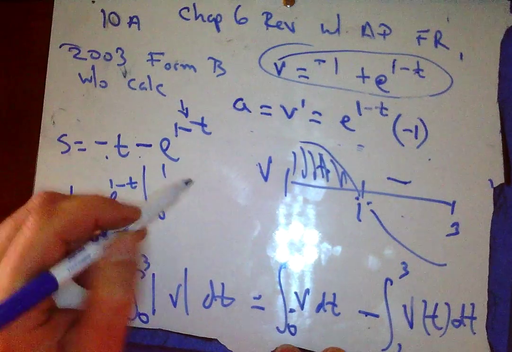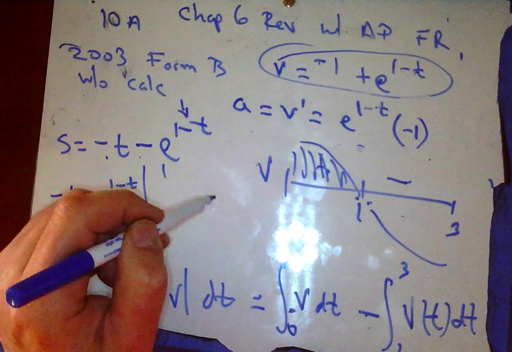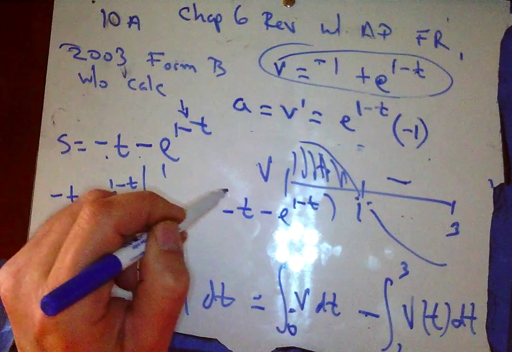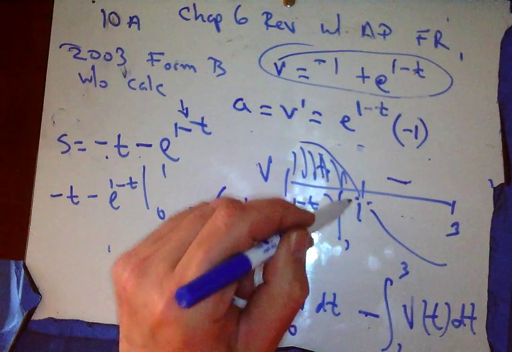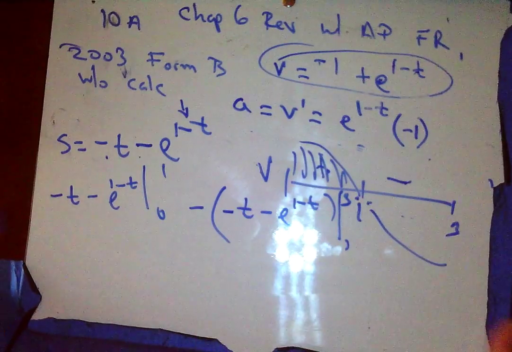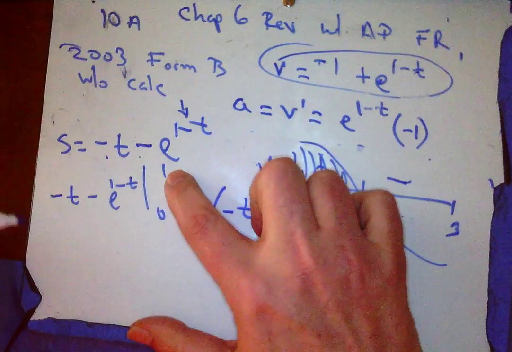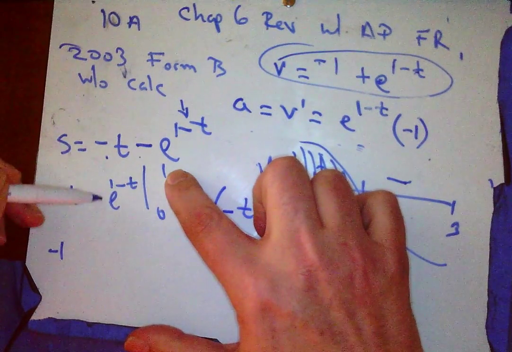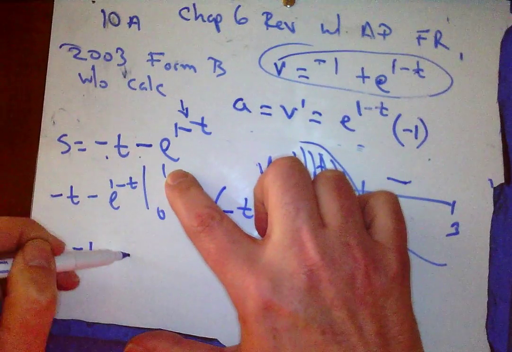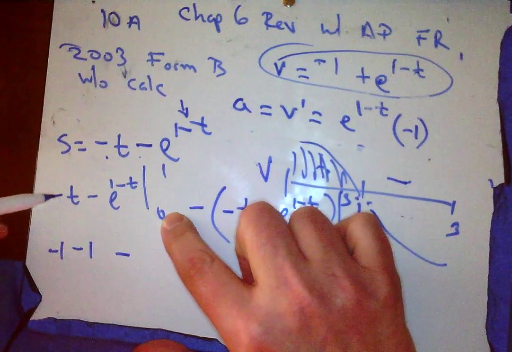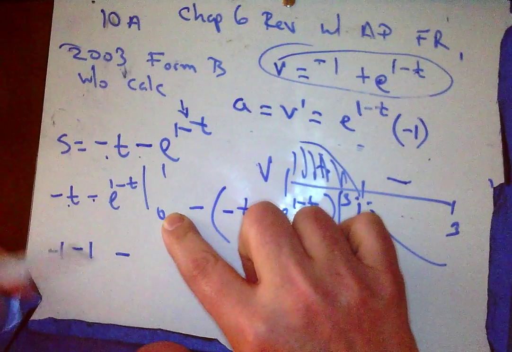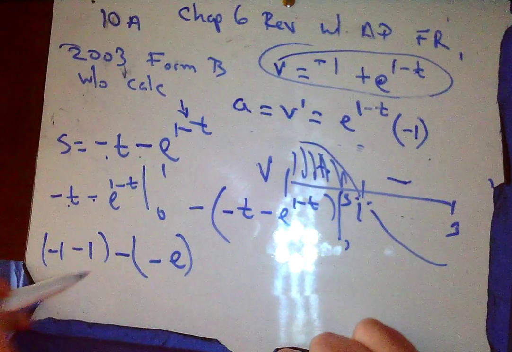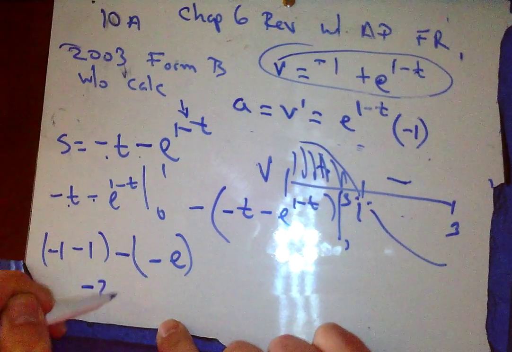All right, and so I want to evaluate this negative t minus e to the 1 minus t from 0 to 1, and I want to subtract from that negative t minus e to the 1 minus t from 1 to 3. So let's see what happens. Okay, if I plug in a 1, oh, there it is. It's negative 1. 1 minus 1 is 0. E to the 0 is 1, so I have another minus 1. Minus, what happens when I plug in a 0? 0 minus e. Okay, so that's going to be plus e, minus 2 plus e.